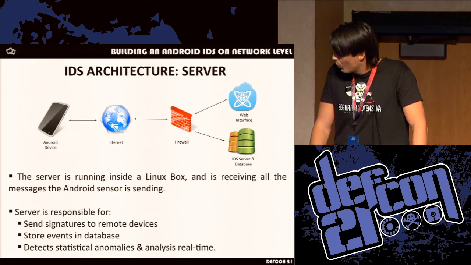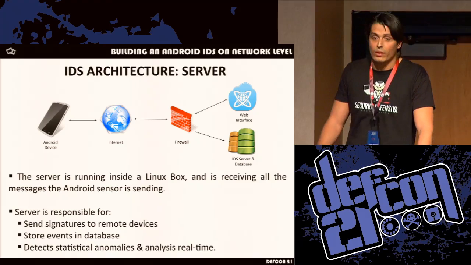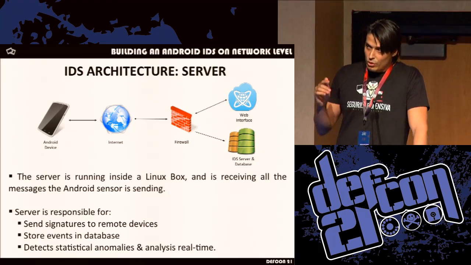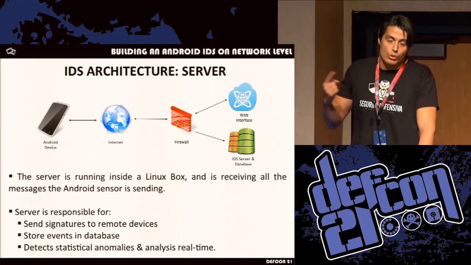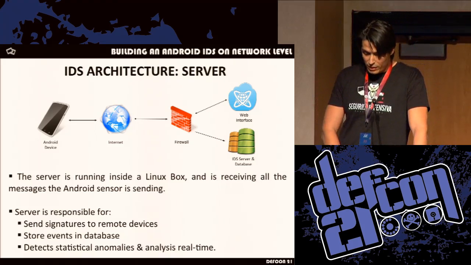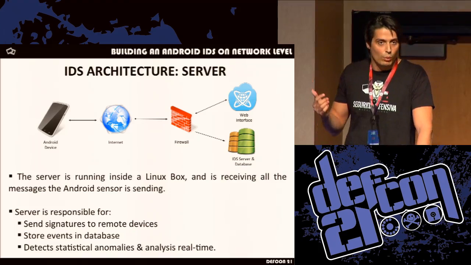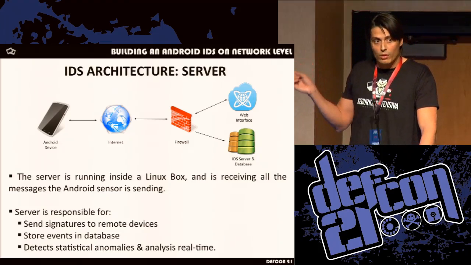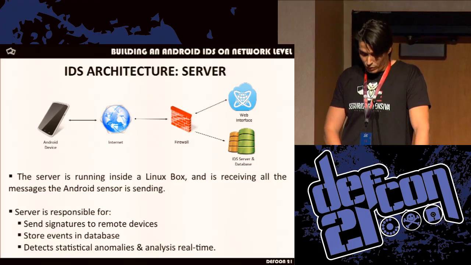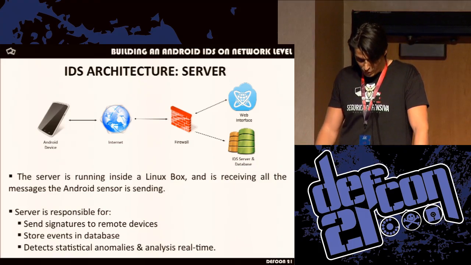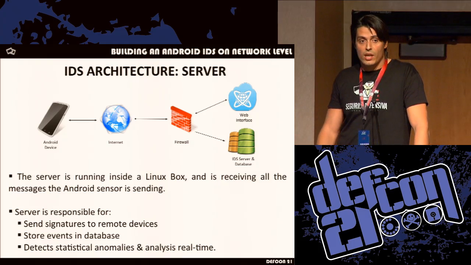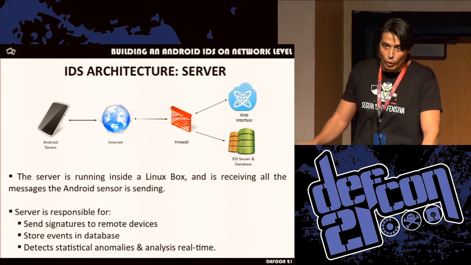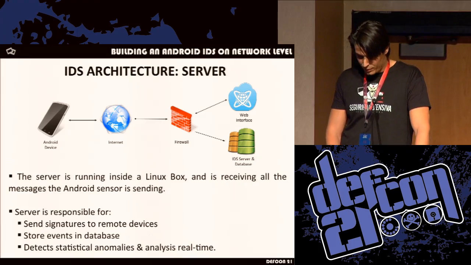On the other side, we'll find the server. The server is a Linux box. It's only responsible for taking all the traffic. It should send the updated signatures to the device and store the events in the database. Another feature is that we can do the statistical analysis of the packets on the server instead of on the mobile device because of the power of the computer. And we can use any SIEM or whatever you want to add IP reputation and correlation for the attacks.